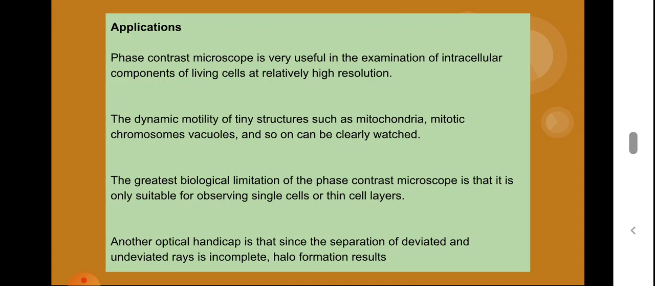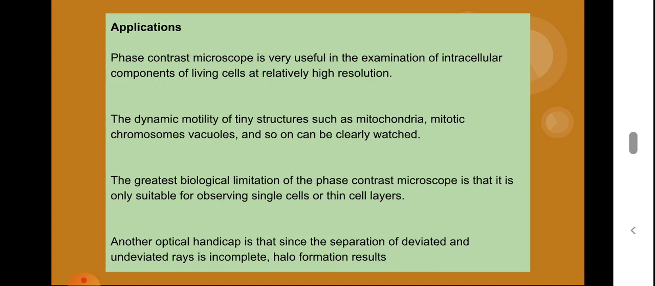And the limitation is that it is suitable for observing single cells or thin layers of cells. We cannot observe thick layers of cells through this. Single cells or a very thin layer of cells can be observed. Another limitation is that a halo formation is seen in the image, because the separation of deviated and undeviated rays is incomplete.